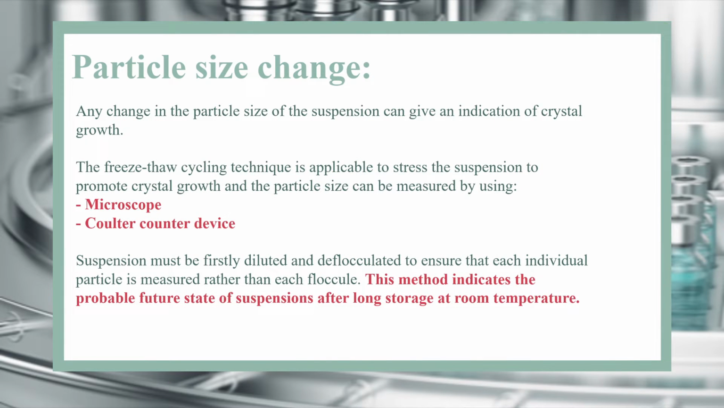Particle size change is another test used for suspensions. Any change in the particle size of the suspension can give an indication of crystal growth. The freeze-thaw cycling technique is applicable to stress the suspension to promote crystal growth, and the particle size can be measured by using either a microscope or the Coulter counter device.